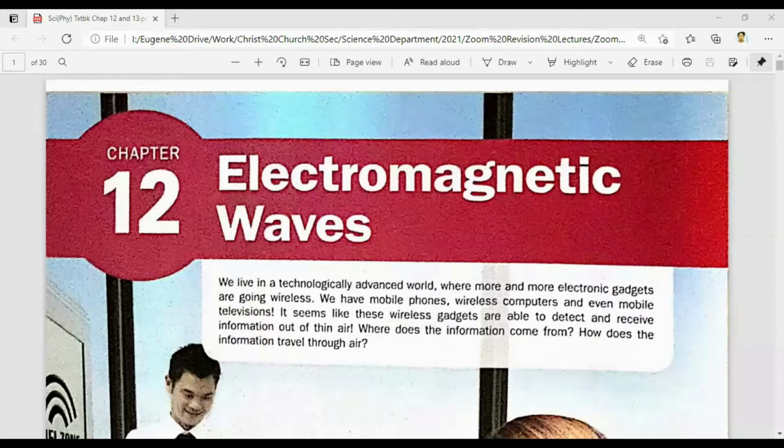Okay, so today we're covering two chapters. We're covering chapter 12 on EM waves. Then we'll be covering the chapter on sound. So chapter 12 and chapter 13 of the textbook. So let's start off with chapter 12.